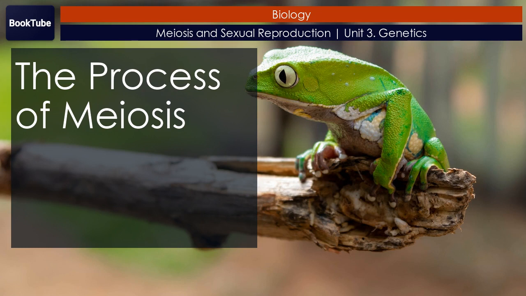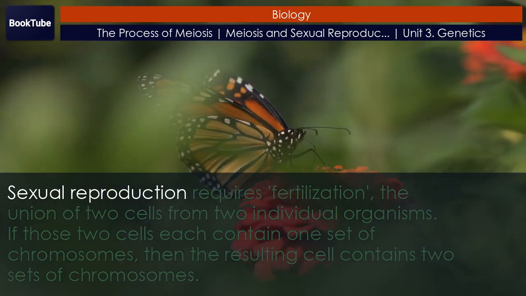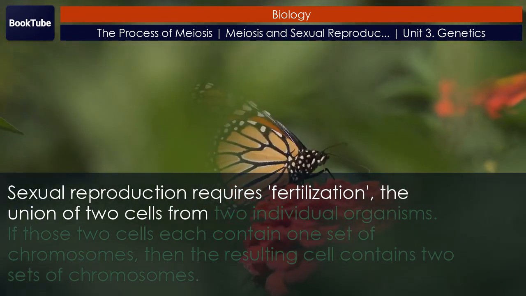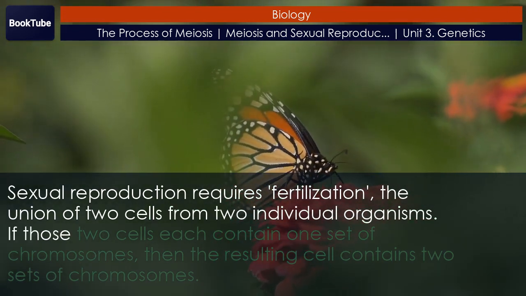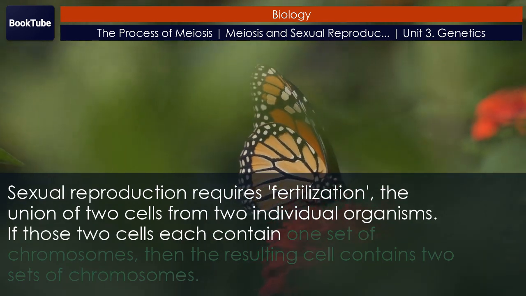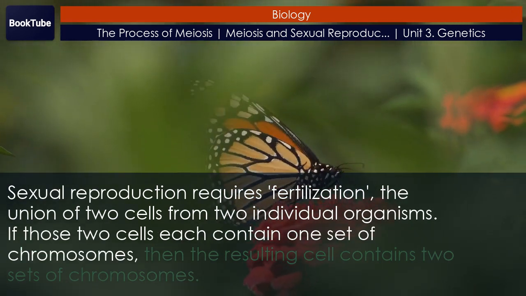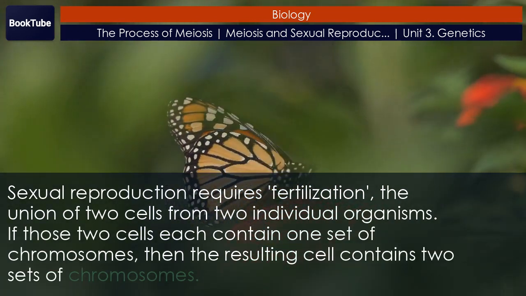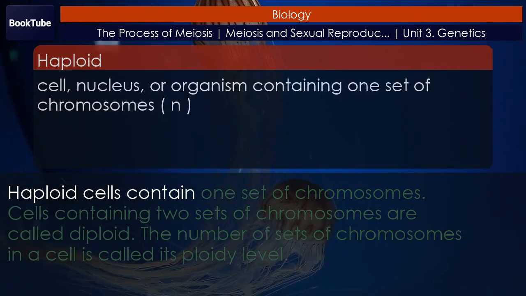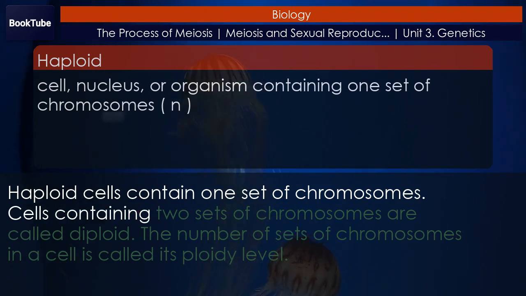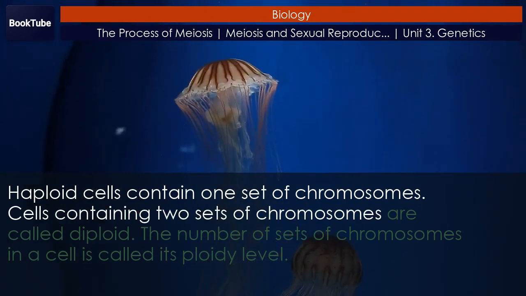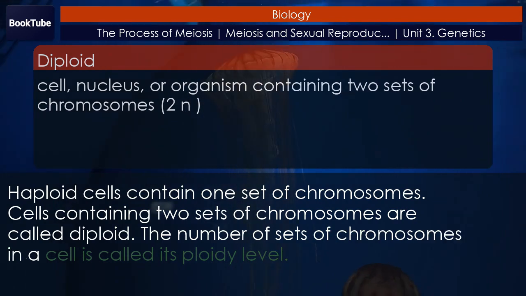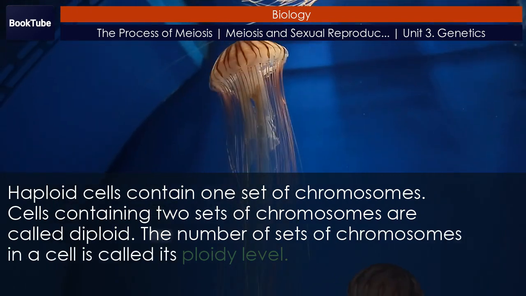The process of meiosis. Sexual reproduction requires fertilization, the union of two cells from two individual organisms. If those two cells each contain one set of chromosomes, then the resulting cell contains two sets of chromosomes. Haploid cells contain one set of chromosomes. Cells containing two sets of chromosomes are called diploid. The number of sets of chromosomes in a cell is called its ploidy level.